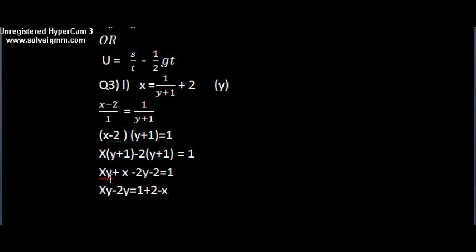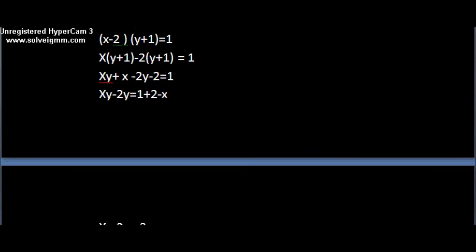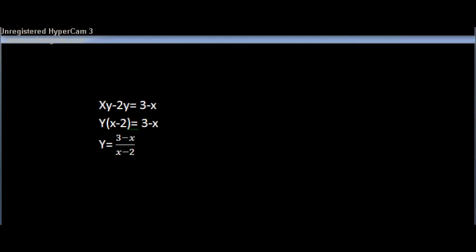Now xy you will combine with 2y, and x is an extra term and 2 is also an extra term. These two terms you can take to the other side. So x on the other side will become minus x, and minus 2 on the other side will become plus 2. Now y is common. Here y is common, so after taking y common, it will become x minus 2 inside the bracket. In the next step you can divide 3 minus x by x minus 2. That's it. In all these questions you have to solve the questions the same way.